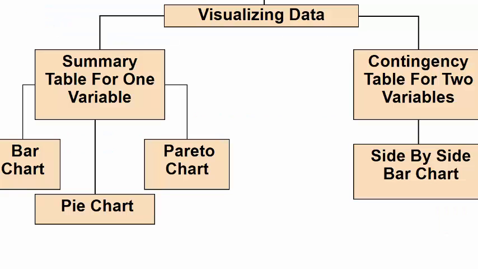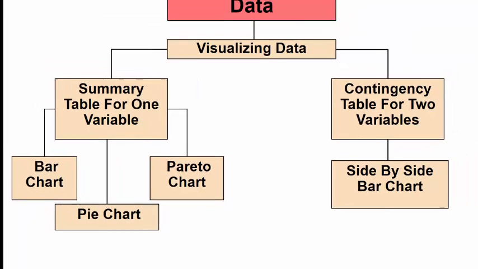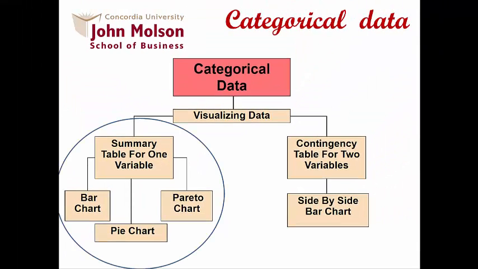This is the plan for this lesson. We will attempt at visualizing data. In the first part, we will look at summary variables, summary table for one variable, bar chart, Pareto chart, and pie chart. And the next part will look at the contingency table for two variables and at side-by-side bar chart.